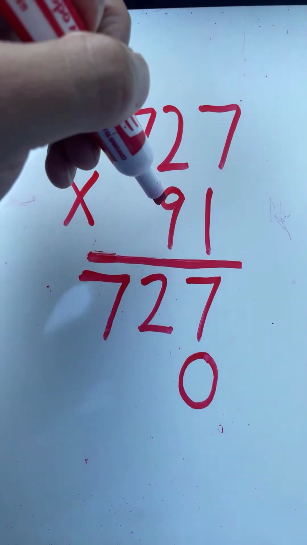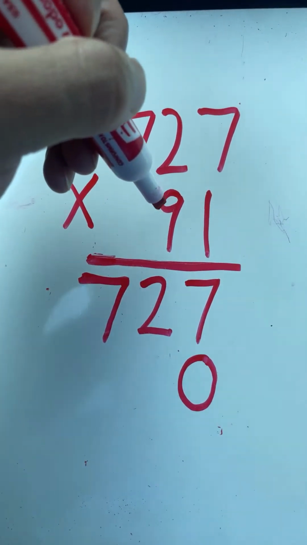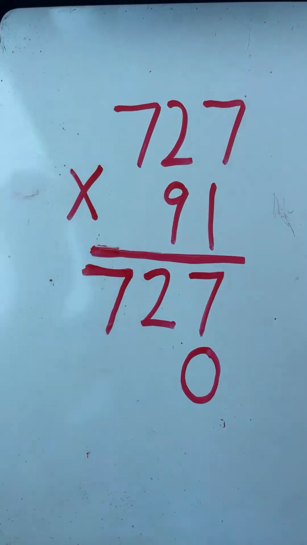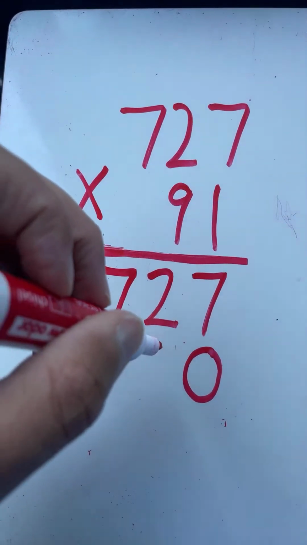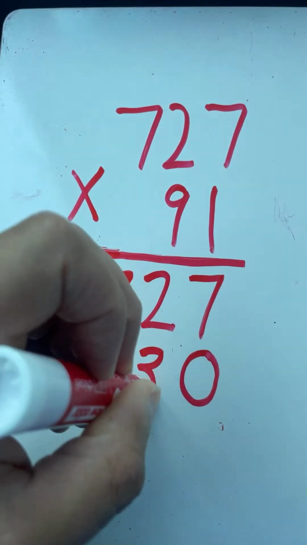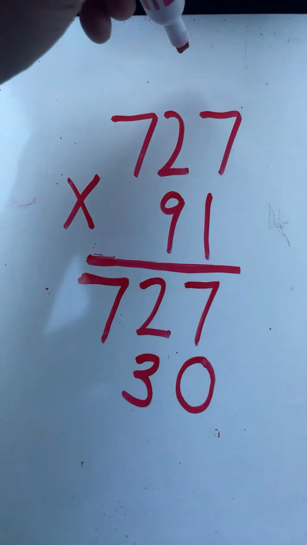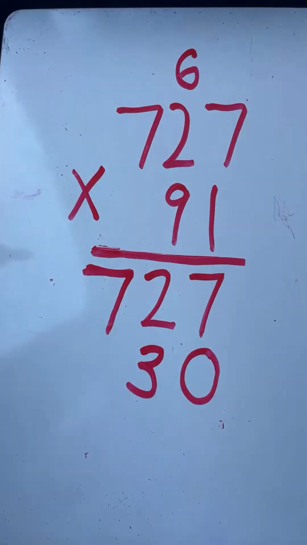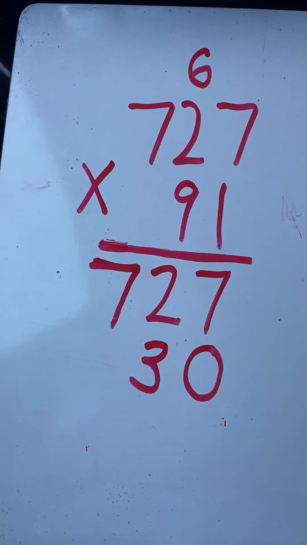Now it gets a little more complicated here, but I'm going to go through it. 7 times 9 equals 63. We do have to regroup because anytime our product is 10 or more, we have to regroup. So the 3 in 63 goes in the tens place. The 6 gets carried over to the hundreds place.